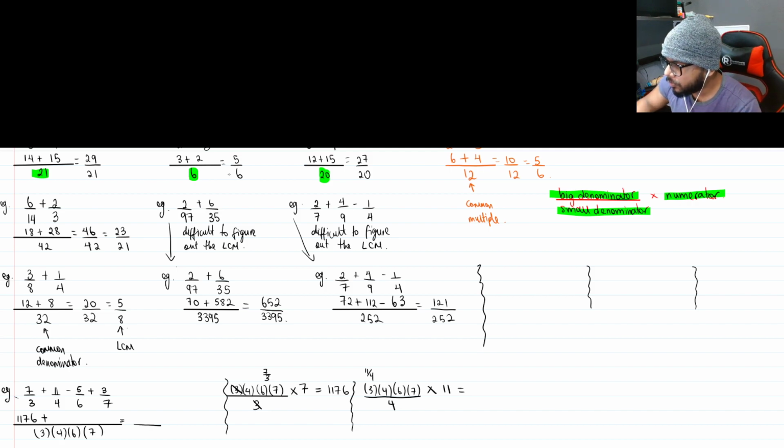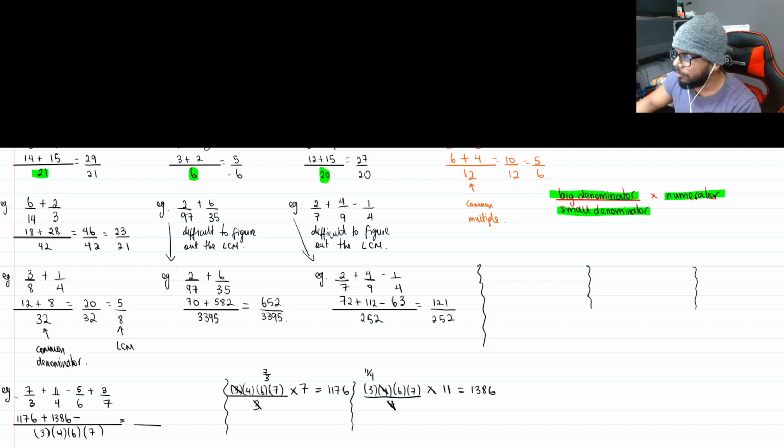The 4 will cancel with the 4 in this case, and I will get 3 by 6 by 7 by 11. And I get 1386. So my second number in my answer will be 1386.